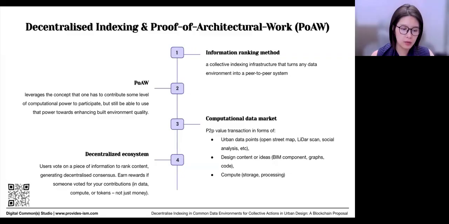Essentially, what the study proposes is a decentralized information ranking method, a collective indexing infrastructure that turns any data environment into a peer-to-peer system. The core innovation here is what I call proof of architectural work, PoW. In most decentralized systems like blockchain, proof of work is a mechanism that assists the community in reaching consensus by validating the legitimacy of a computer transaction.